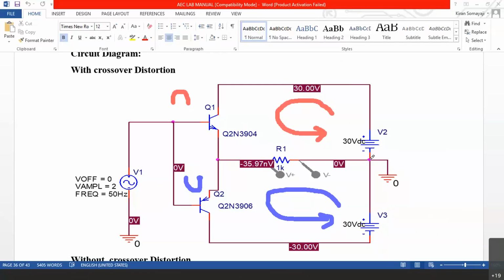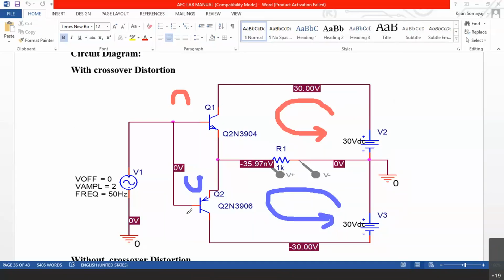You can see, because the ground is shorting the negative of the upper battery and the positive of the lower battery, due to which with respect to ground, V2 is positive, whereas V3 is negative, because the negative terminal of V3 is connected to the PNP transistor below. Now this is called push-pull configuration.